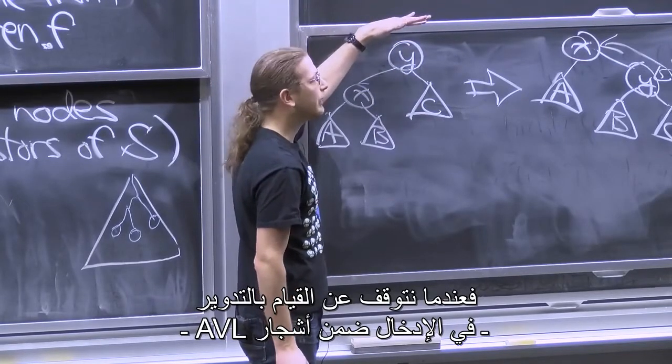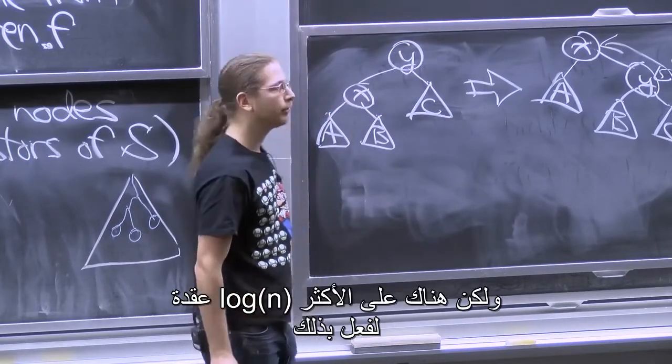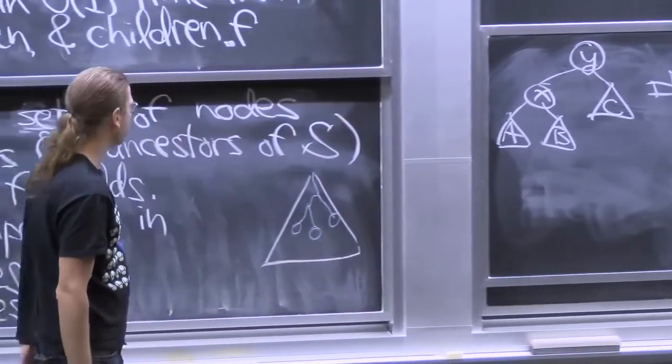And because the rotations lie in a single path, total cost once we stop doing the rotations in AVL insert, say, then we still have to keep updating up to the root. But there's only log n, at most log n nodes to do that.